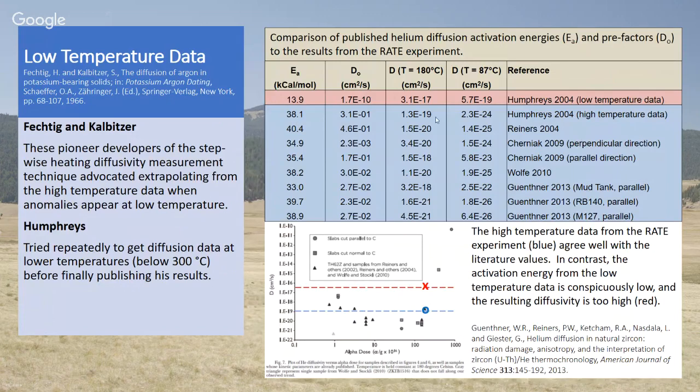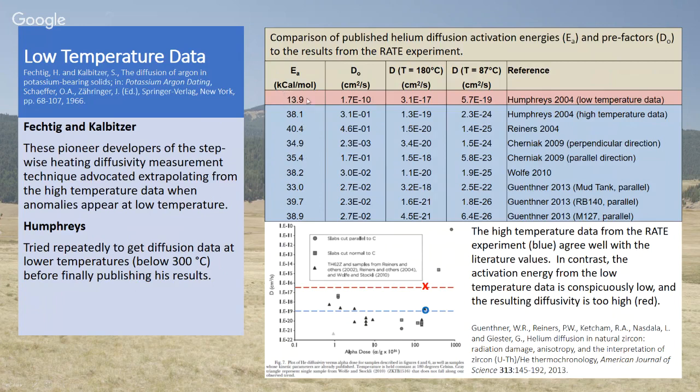Now, if I compare these two numbers from the RATE experiment to what's been published in the literature since then: Reiners of 2004, activation energy 40.4. Cherniak, 34.9, 35.2. Wolf and Stockli, 38.2. And Guenthner, you have 33, 39, and 38.9. So what you see is all of the activation energies that have been published are very consistent.